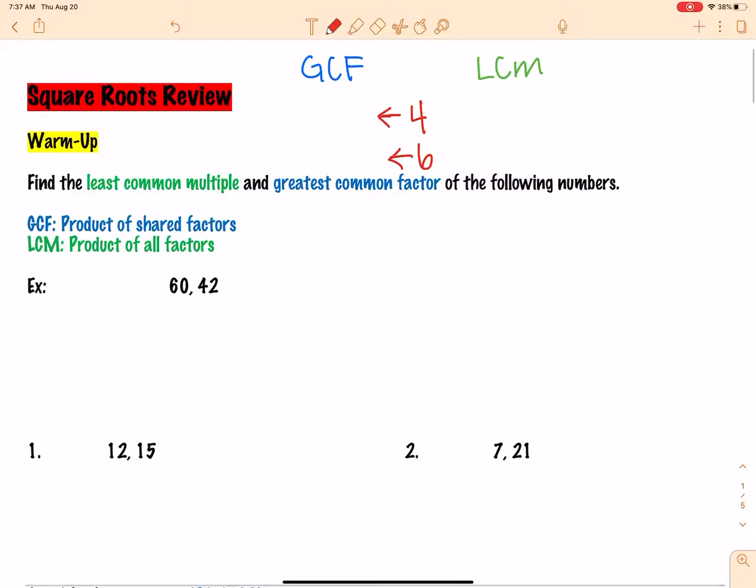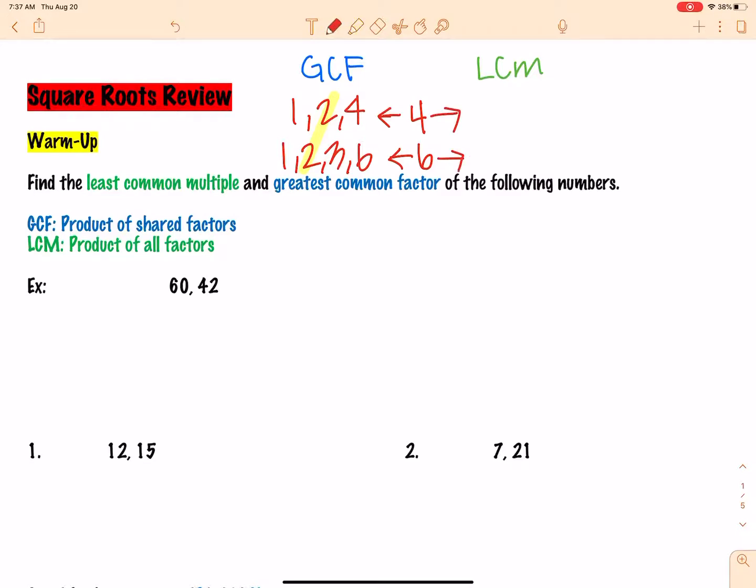In math, and I'll say this several times this year, we are not creative with naming things. So greatest common factor is exactly what it says: the greatest factor that they have in common. Okay, so factors are things that go into these numbers. If you factor 4, you get 1, 2, and 4. If you factor 6, 1, 2, 3, and 6. What is the greatest common one they share? 2. That's your GCF. So when we get to factoring and everything, you would take out a 2. That's when that comes in handy.